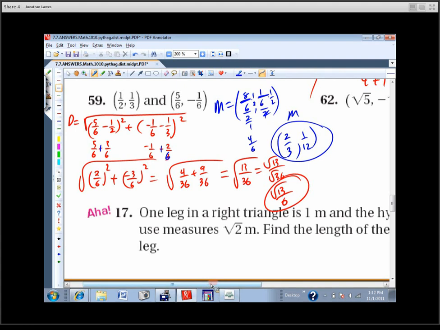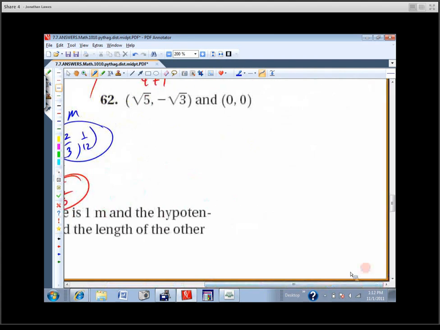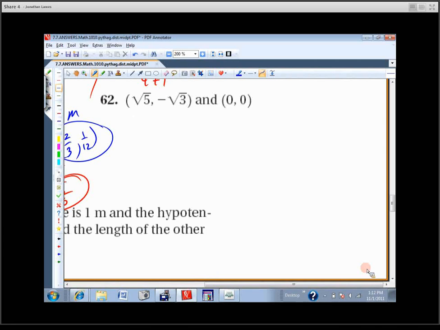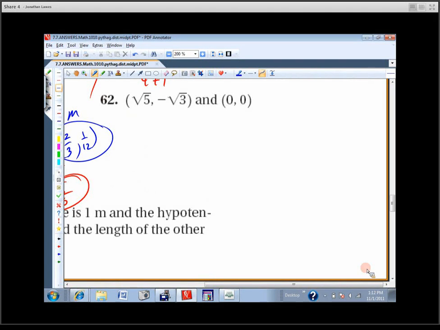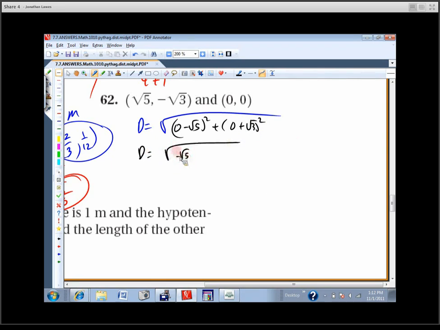Any questions? Okay, can I slide this over? Okay. As ugly as this is, this looks even worse, doesn't it? Because you got radicals there. Zero minus radical 5 quantity squared. 0 minus a minus, that's going to be a plus radical 3 quantity squared. So look what we get.